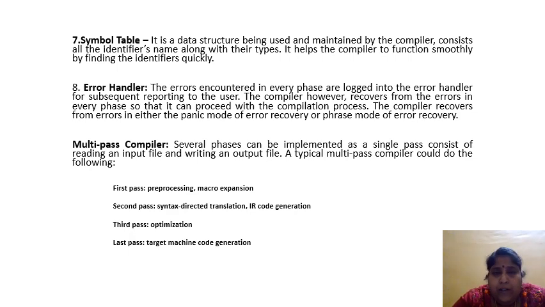Next comes the symbol table. What is a symbol table? It is a data structure. It is being used and maintained by the compiler. It consists of all the identifier names along with their data types. It helps the compiler to function smoothly by finding the identifiers quickly. So the symbol table is helping your compiler to find the identifiers quickly.